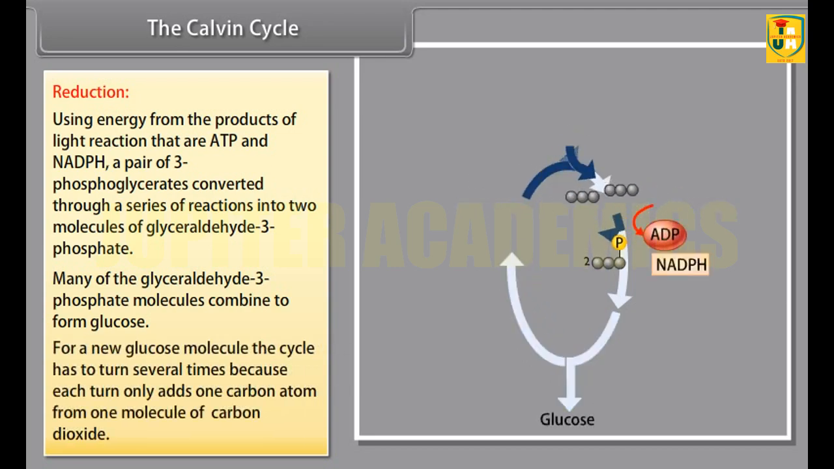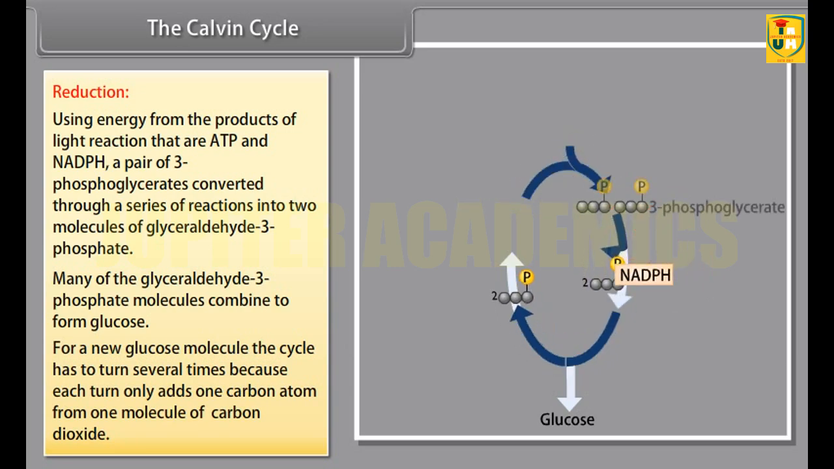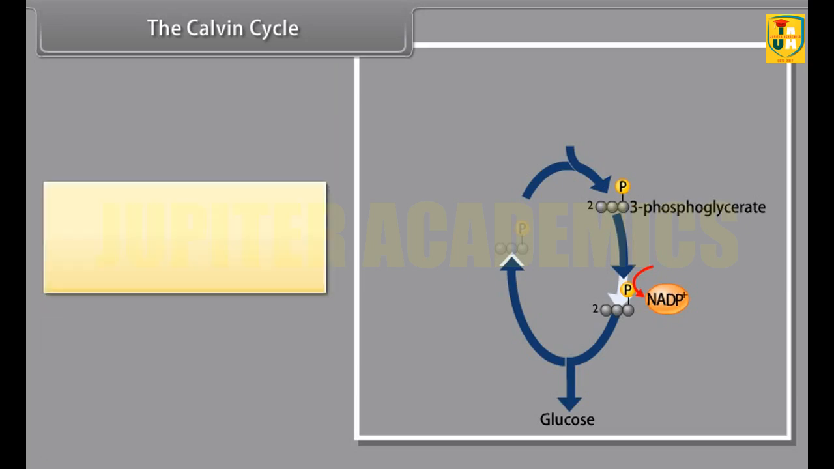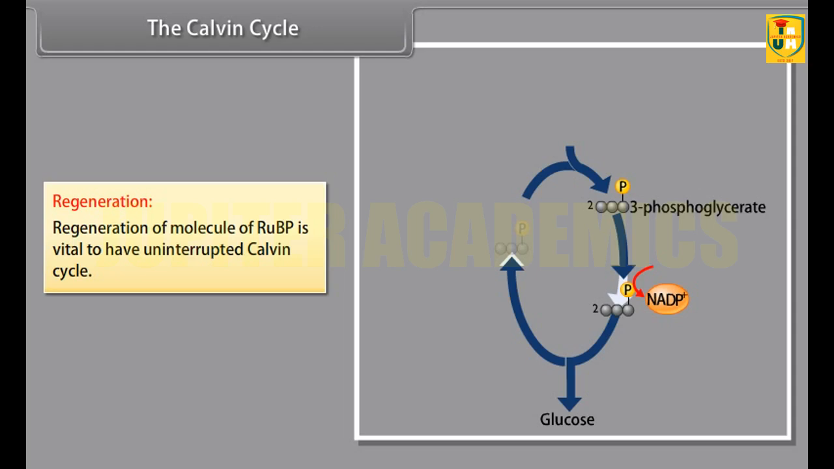For a new glucose molecule, the cycle has to turn several times because each turn only adds 1 carbon atom from 1 molecule of carbon dioxide. Regeneration of the molecule of RuBP is vital to have an uninterrupted Calvin cycle.